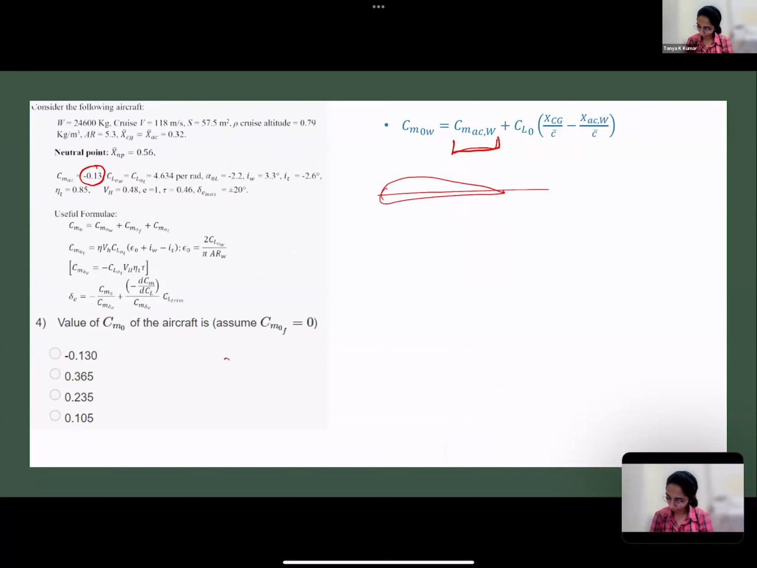If this was your airfoil, this is your AC, this is your CP, this is where your lift and drag actually act. Now, when I bring it to the aerodynamic center, it comes with a moment. Now, in our case here, you can see that the value is minus 0.13. So what kind of airfoil is it? For negative CMAC, what kind of airfoil will it be? Is it symmetric, cambered, reflex, or anything?